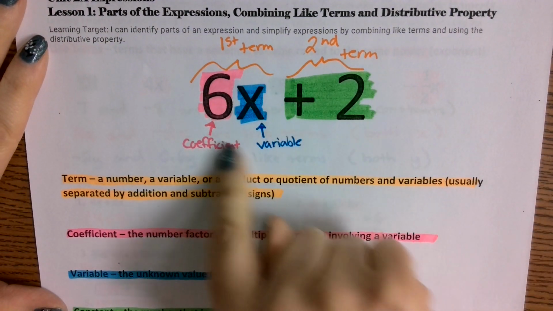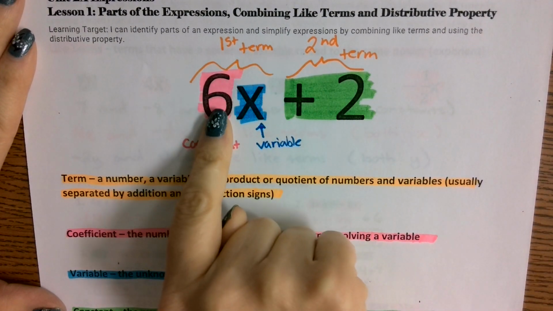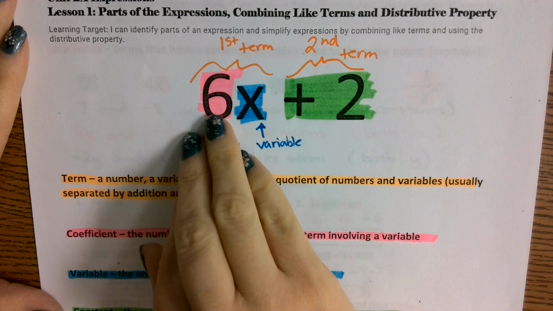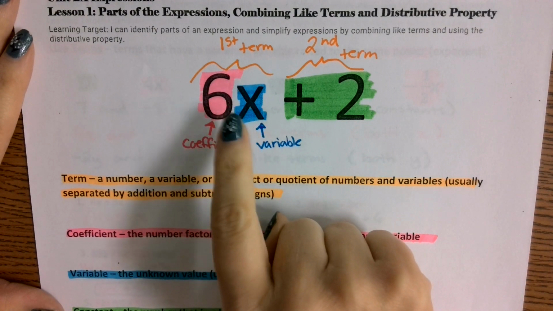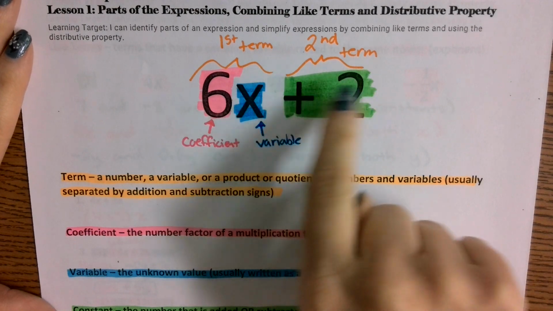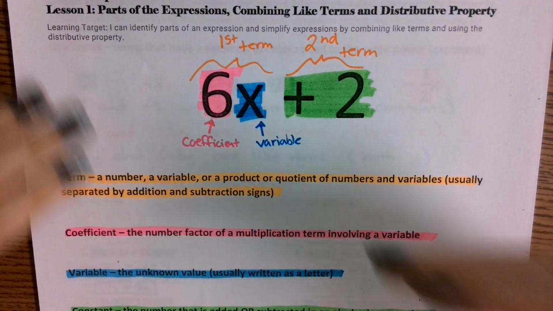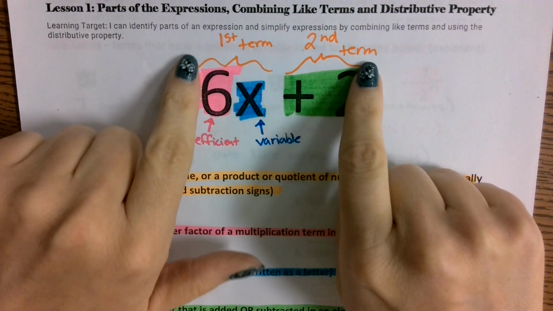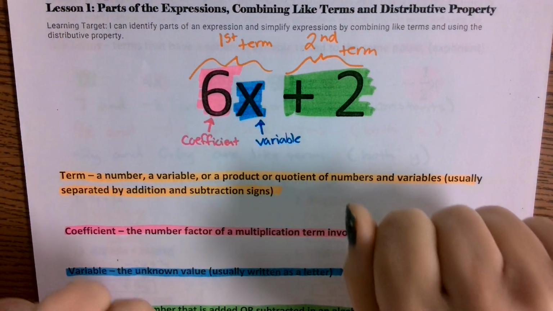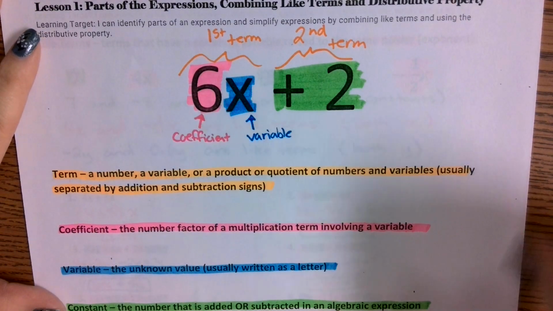So we talked about the parts of the term yesterday, that we have a coefficient, that is the number value that is multiplied with a variable. Your variable is your unknown, your letter. And then you have your constant. The constants are the values that you are adding or subtracting that are just plain numbers. And that addition and subtraction signs will split up what your terms are considered to be. So 6x is the first term, a positive 2 is the second term.